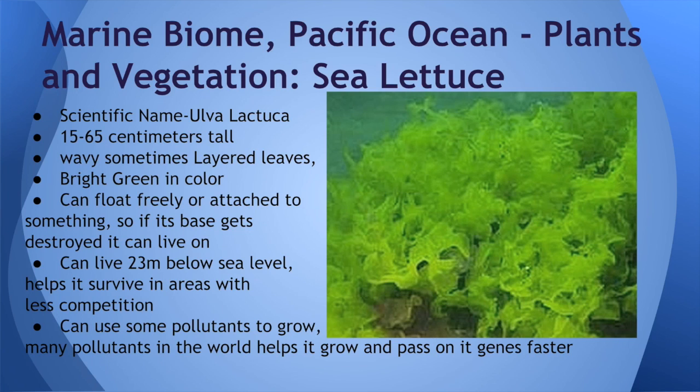It can live 23 meters below sea level, which is very, very helpful because it reduces competition and it doesn't need that much light to photosynthesize. And then the final adaptation, which is very cool, it can use some pollutants to grow, pollutants that humans put into the ocean. And so this helps it grow and pass on its genes faster.